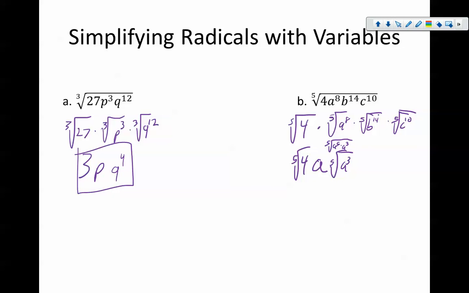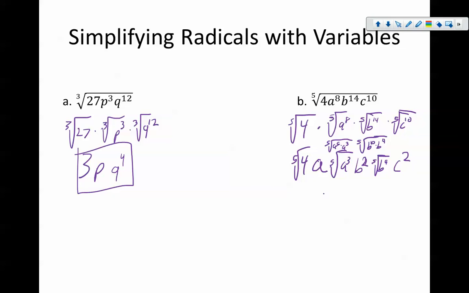Now we've got the 5th root of b to the 14th. Doesn't divide evenly, but I can split it up into something that does. The 5th root of b to the 10th times b to the 4th. Now the 5th root of b to the 10th, that's b squared, because b to the 10th, you can do 10 divided by 5. But the 5th root of b to the 4th doesn't change, so that's going to be the 5th root of b to the 4th. Finally, this last one, it does work out nicely. The 5th root of c to the 10th is c squared. 10 divided by 5 is 2.